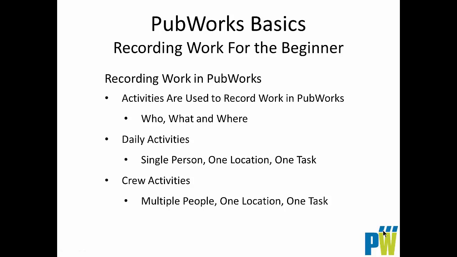This is a basic overview of how to enter data in PubWorks Daily and Crew activities. Daily and Crew activities are used to record what was done, where it was done, what materials and equipment were used, as well as who did the work. Once an activity record is created, it is then possible to determine the cost of the activity or work performed. This costing information is important as the records can help plan future budgets and possible asset upgrades.